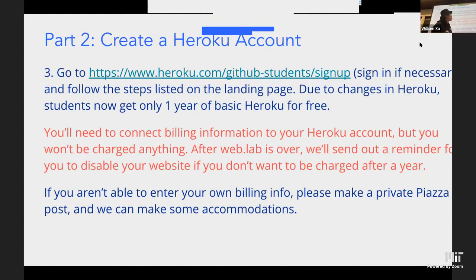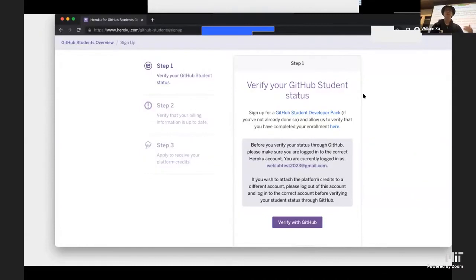We are sorry about this, but I think it's just how it is now, unfortunately. And also, if you don't have your own billing info, we can make some accommodations for that. So we could have a private Piazza post and we'll try to cover for you. Okay. You don't need to pay anything. I just want a disclaimer. No money needs to go to Heroku. Yeah, but you do need to provide a credit card or some billing information in order to use the service in the first place.